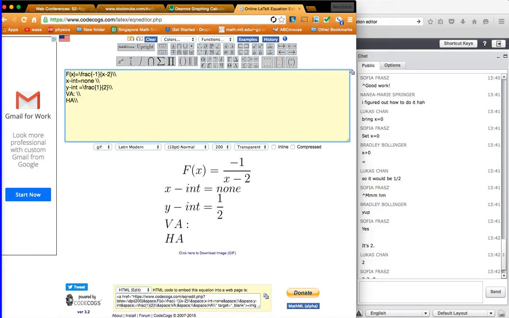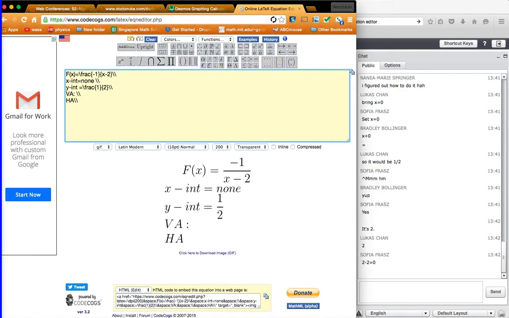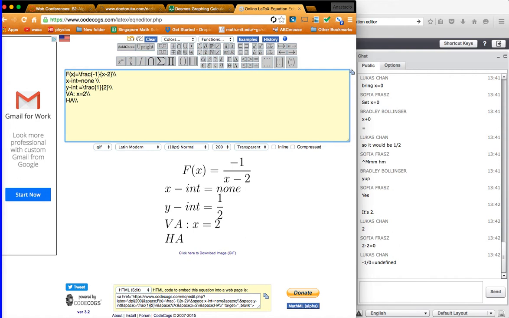Oh, Sophia's got it. At x equals 2. And what we're saying here is that x cannot equal 2, really. That's why there's a vertical asymptote. It's basically a line that is off limits for the graph. And then the horizontal asymptote for this particular graph, can you guys figure that out?